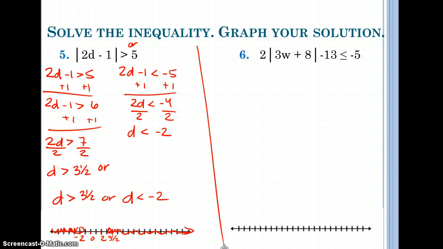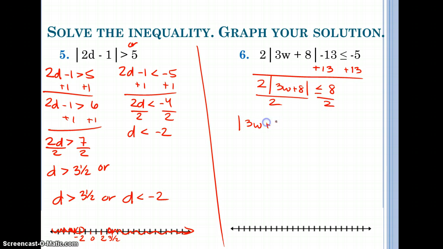Again, similar to what you had to do with the equation, before you set up your positive and negative sign, I would love for you to add 13 and add 13. And I have 2 times the absolute value of 3w plus 8 is less than or equal to 8. Divide both sides by 2. Absolute value of 3w plus 8 is less than or equal to 4. This is great. Now you're in the same shape that you've been in before.